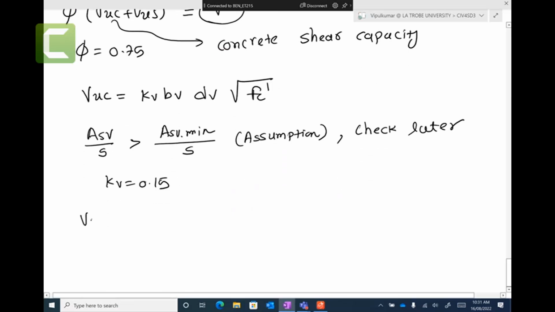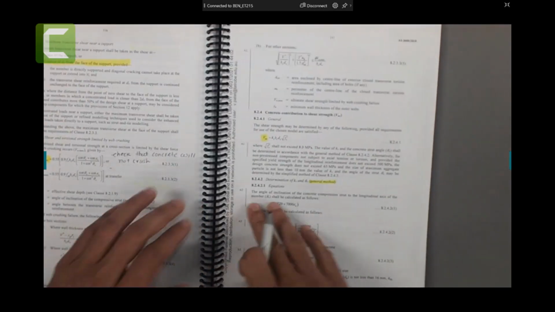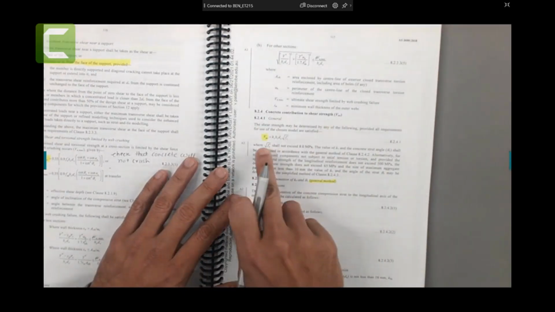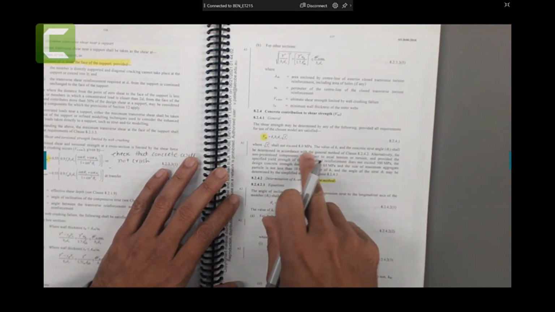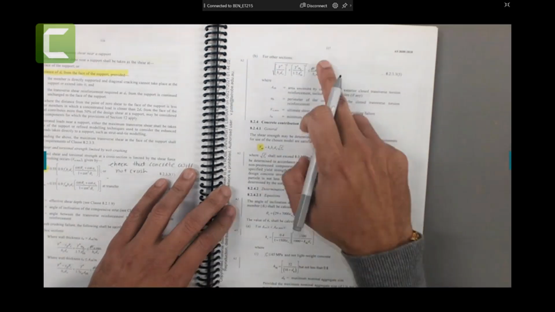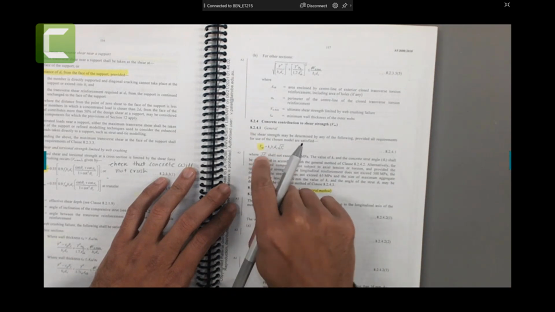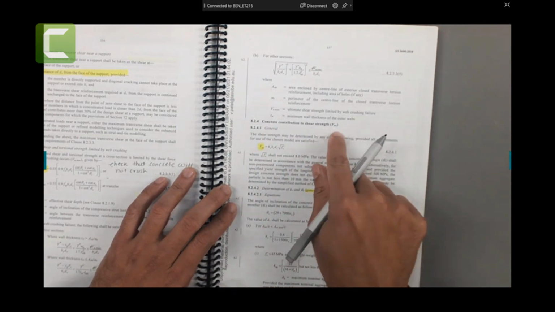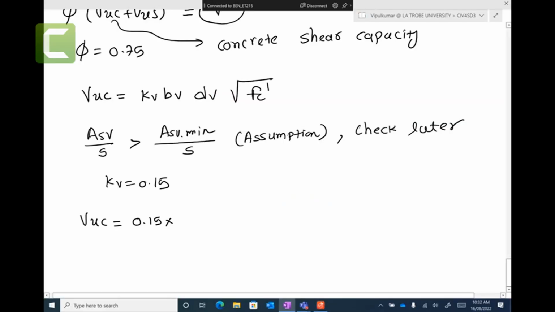So in that case, VUC is 0.15 times... By the way, I did not show you where VUC is. So here you go, VUC. We need to have f'cs not greater than 8 megapascals. We're going to make these checks. I copied these equations from page number 117, clause 8.2.4.1, to calculate the concrete contribution to the shear strength VUC. Right? Now, in that case, 0.15.